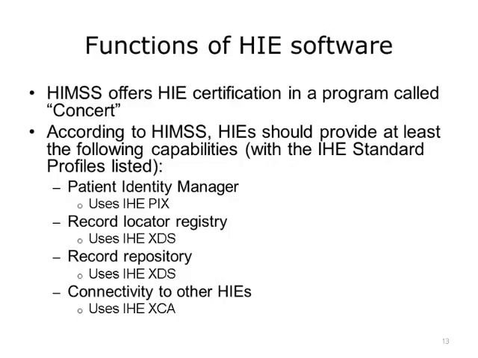According to HIMSS, an HIE should provide at least the following capabilities. They need to have a patient identity manager, a record locator registry, and a central or federated record repository to know where all these records are. Also, HIEs often connect to other HIEs, and that will be the cross-domain access. This is how we connect one regional HIE to another regional HIE to a state HIE, and then the state HIE to another state HIE, until we have a nationwide exchange.